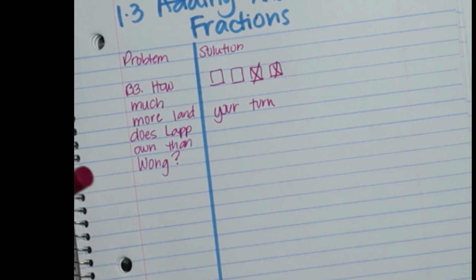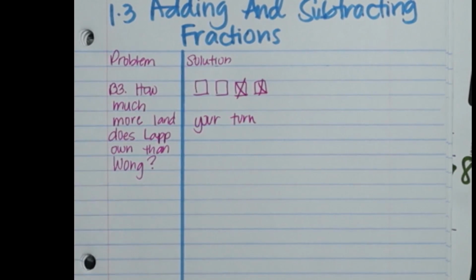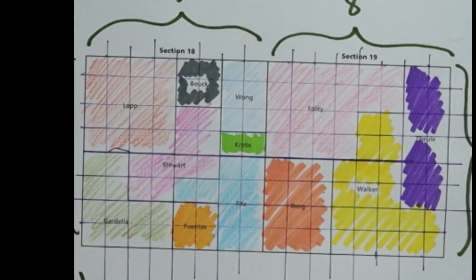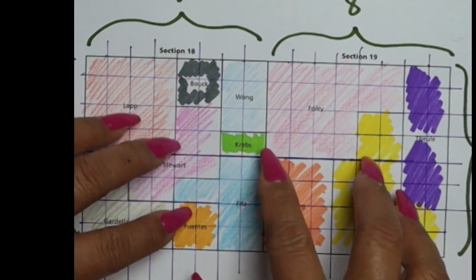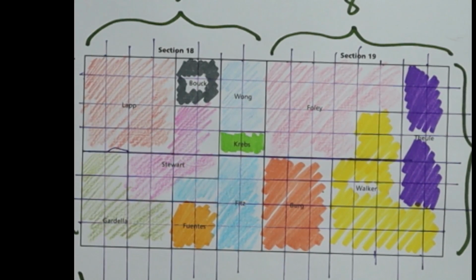And that's it. That's all you're doing. You're doing B3 on your own, and you're doing B2 on your own, and you're going to do this in your digital interactive notebook. All right. Off you go.